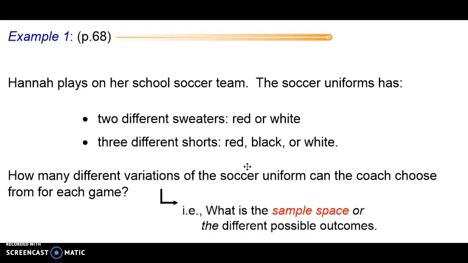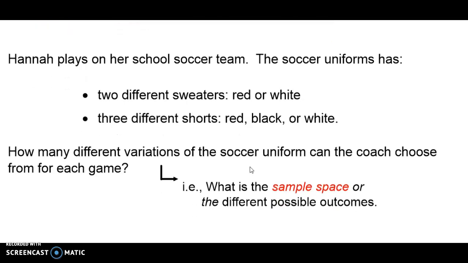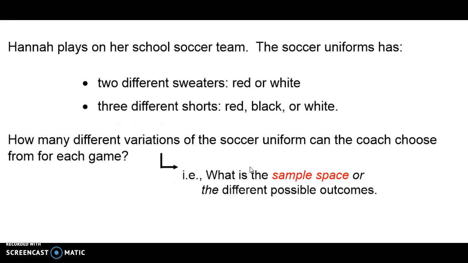Hannah plays on her school's soccer team. The soccer uniform has 2 different sweaters, red or white, and 3 different choices for shorts, red, black, or white. How many different variations of soccer uniform can the coach choose from for each game? So really what this is asking is what is the sample space, or the different possible outcomes.